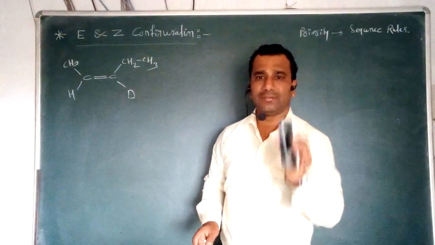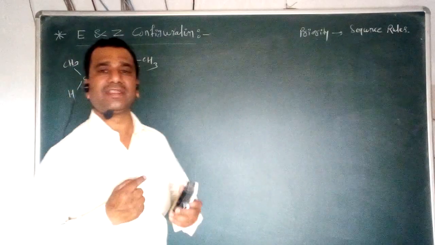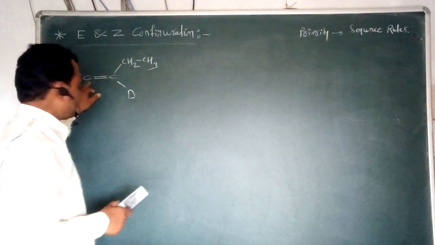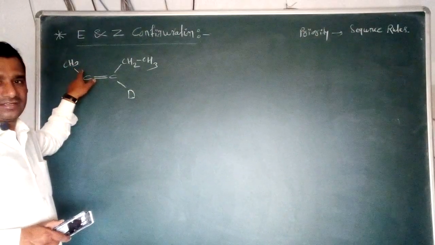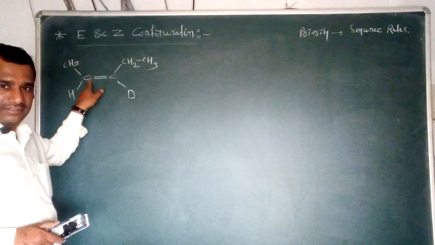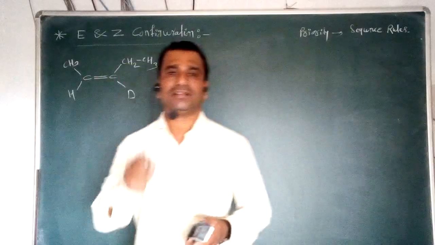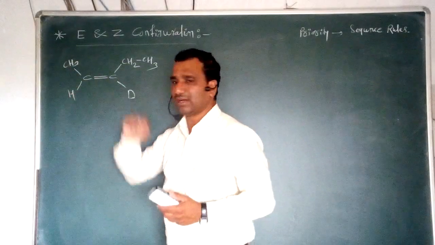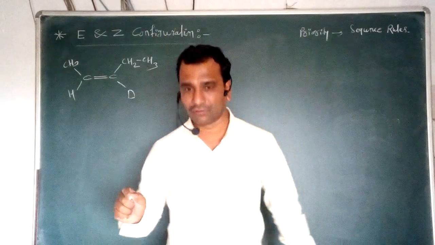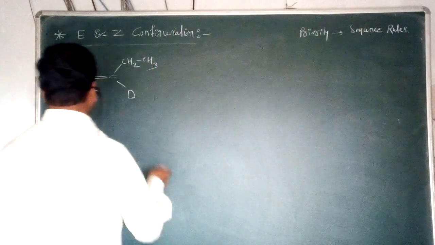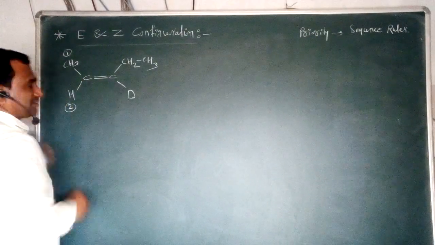So these sequence rules depend upon the nature of this particular methyl compared to that of the hydrogen. So we have to compare it one by one. If we look toward this first olefinic carbon, what happens? This methyl group is attached directly to this carbon, while the second group is the hydrogen. Now if we compare the atomic number of this carbon to that of the hydrogen, the atomic number of carbon is more than that of the hydrogen. So this CH3 group gets the highest priority. So we can assign here CH3 as the first priority and this hydrogen as the second priority.